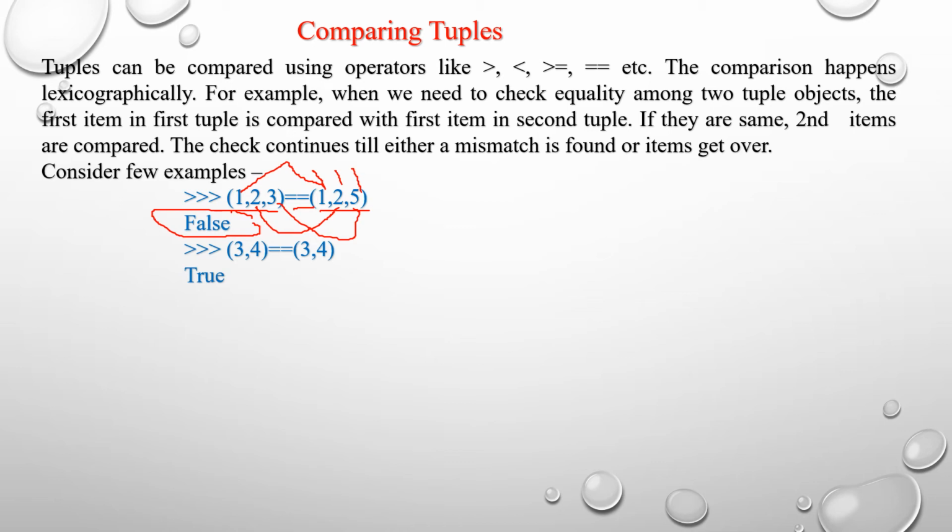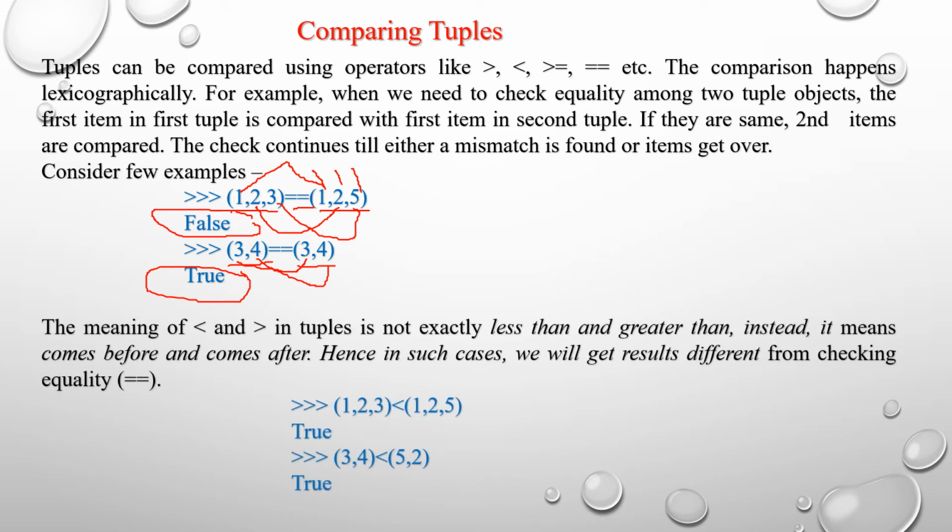So let's consider one more example. This is my first tuple, 3, 4, and this is my second tuple, 3, 4. Here the first item is compared with the first item, and again the second item is compared with the second item. So here the Python interpreter will give True, because the first tuple, 3, 4, is equal to the second tuple.